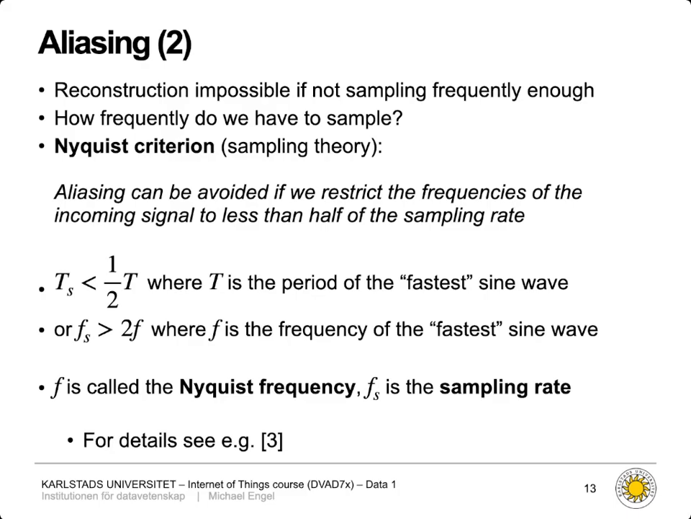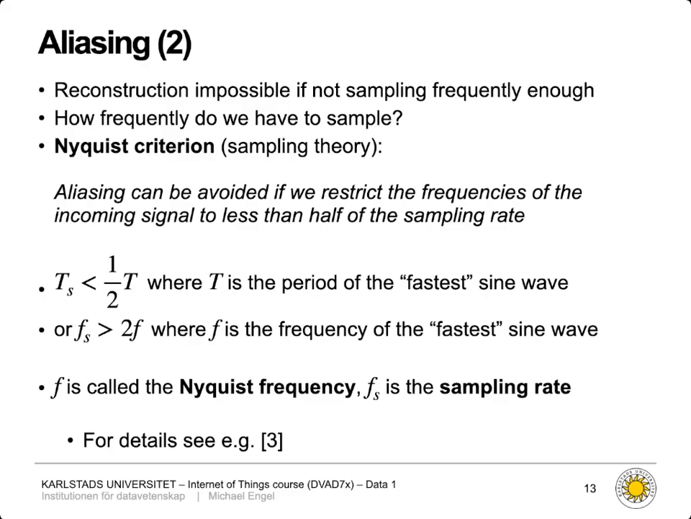And this is defined by the so-called Nyquist criterion, or sampling theory. And this says that aliasing can be avoided if we manage to restrict the frequencies of the incoming signal to be less than half of the sampling rate. So this means in each period of our incoming signal, we have at least 2 measurement points. So we measure at least twice in each period. And this enables us to at least correctly reconstruct our signal concerning the frequencies. For correctly or more correctly approximating the amplitudes, you might need a higher sampling frequency.